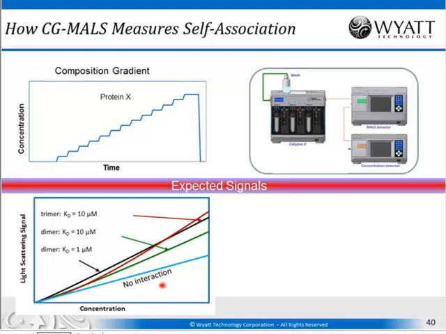And so here are some simulations that explain how this works. If you increase the concentration and there's no self-association, then you just have a linear relationship between the light scattering signal and concentration. But if you have formation of dimers or trimers, then you'll have higher light scattering corresponding to the higher molar mass due to the formation of those complexes. And depending on the KD, you also get different shapes of these curves. So by analyzing the shapes and the heights of these curves of light scattering versus concentration, we can determine both the association scheme and the KD.